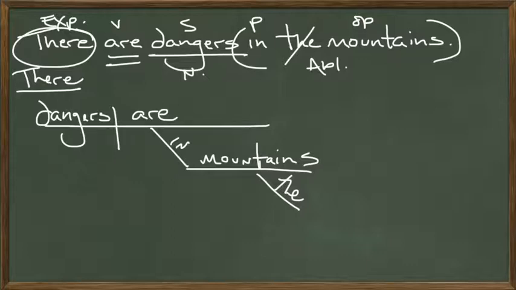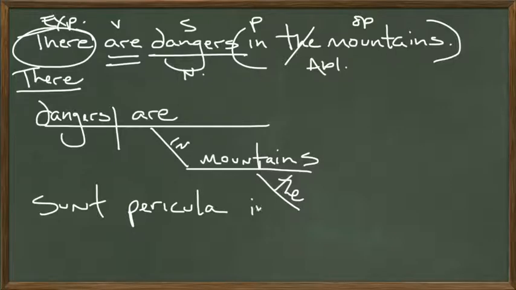It's kind of easy to translate there are because in Latin we have one word that does the job of there are, and that is sunt. Sunt, and then now we've got there are. Now all we need is dangers in the mountains. So sunt pericula. This is where we get the English word peril. Sunt pericula. And in the mountains, in.